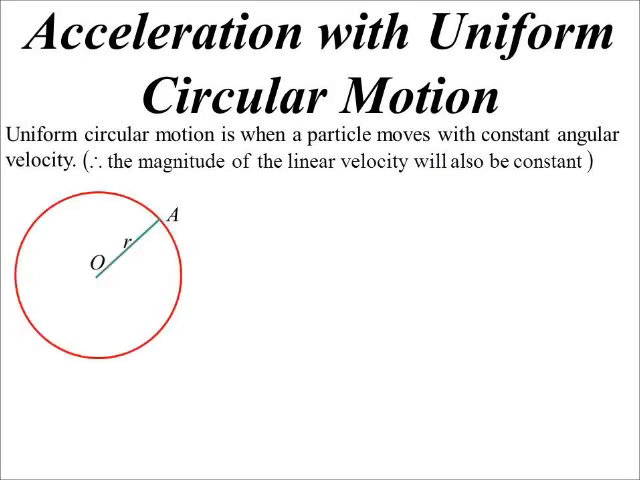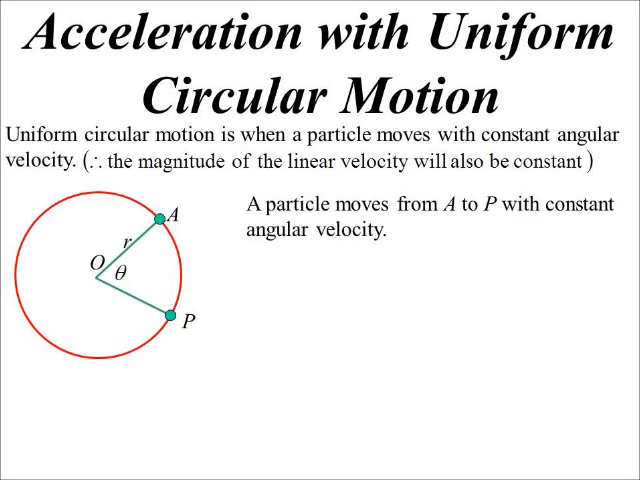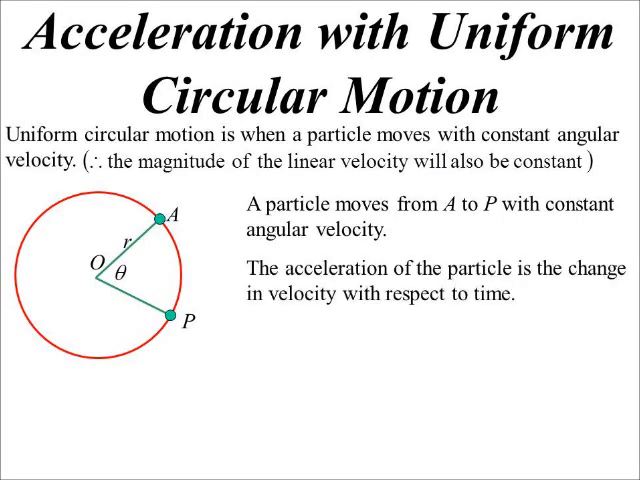So let me just draw this up. There's the circle. A particle is going to move from A to P with a constant angular velocity. I'm actually going around clockwise in this case. The acceleration will be the change in velocity. At A, the velocity is going off as if it's a tangent to A, so it's going off in that direction. At P, let's call it V dash. Now the size of V dash would be the same, but the direction is different.